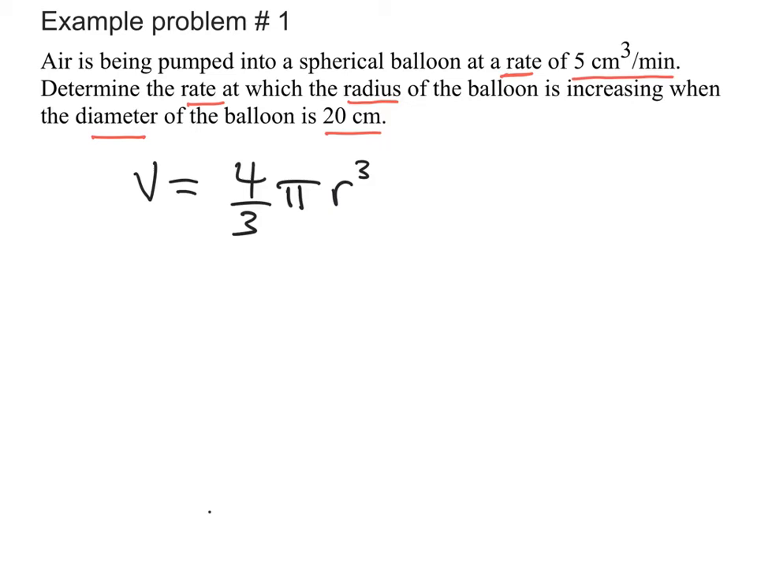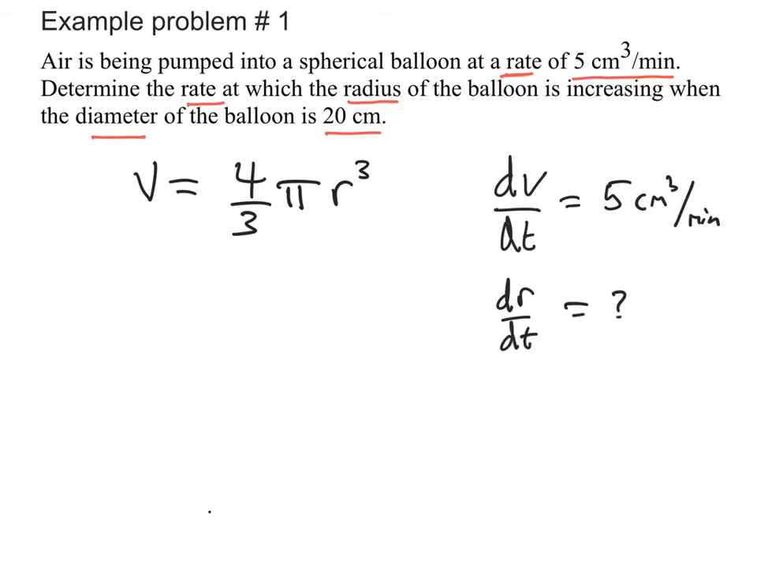So that's a volume. So we're looking at the change in the volume over time, per minute, is going to be this 5 centimeters cubed per minute, okay? If we come here, they want to find the rate of the radius change. So that's a rate. So that will be a dr dt. That's what they want to find, okay?